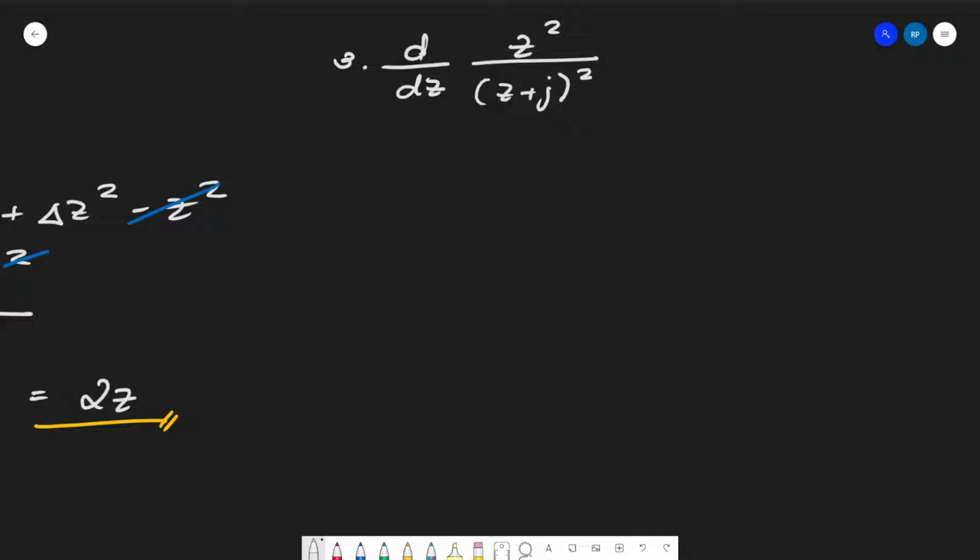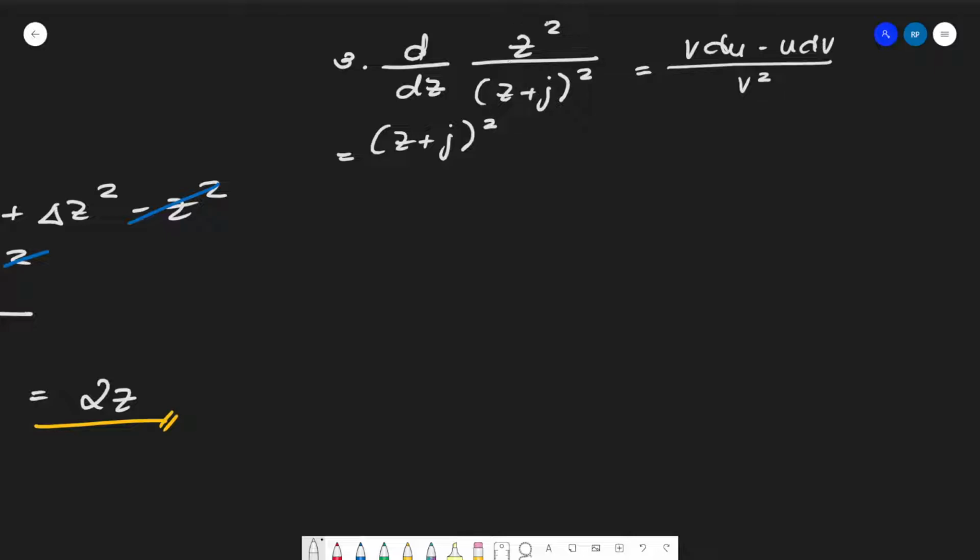Di ba, alam natin, kapag nagde-derivative tayo, dealing with quotient, we have a formula for that. We have v du minus u dv over v squared. Di ba? In this case, ano yung u natin? Obviously, z squared. Yung v natin is z plus j quantity squared. So, let's substitute. So, we have here v, ito yon, yung nasa baba, so z plus j squared.